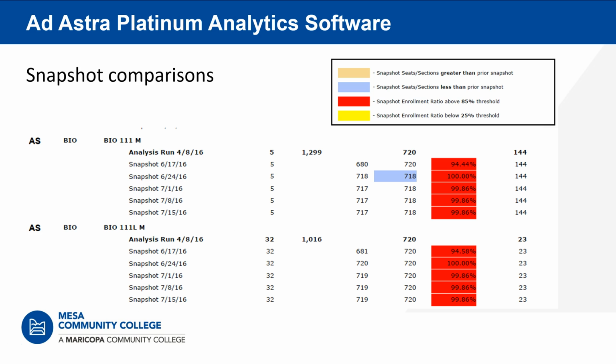I know that we also receive weekly snapshot updates. Ad Astra does that as well. And so in this course here, we have a couple of courses. We have a Bio 111 and a Bio 111 lab. And you're seeing that it's been pretty much full for weeks. And using this data here, perhaps we might choose to add another section and create some more opportunities for students to register this semester.